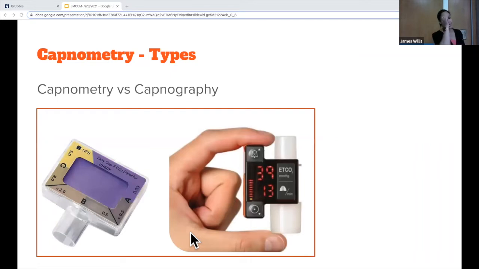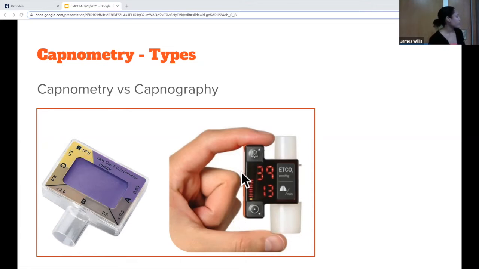When we talk about end-tidal CO2, we've got capnometry and we've got capnography. On your screen right now, you've got capnometry, meaning you get a number, but you don't get a waveform. On the left, you've got your color change capnometer, which is semi-quantitative. You've got the numbers around the outside. It's initially purple. That tells you you've got an end-tidal CO2 of less than 4 millimeters of mercury. When it changes to bright yellow, that means you've got at least 15 millimeters of mercury. And we'll talk a little bit more about that later.